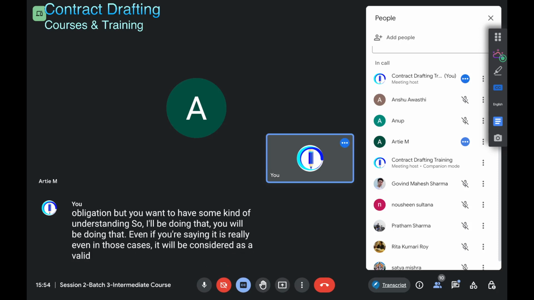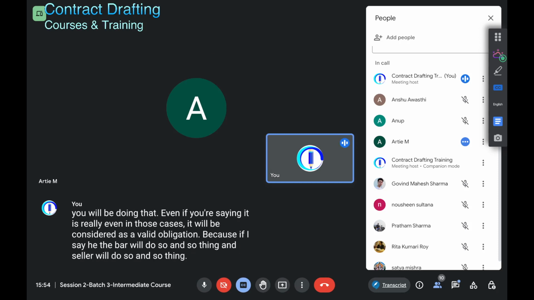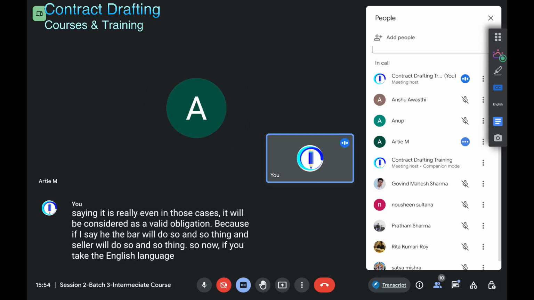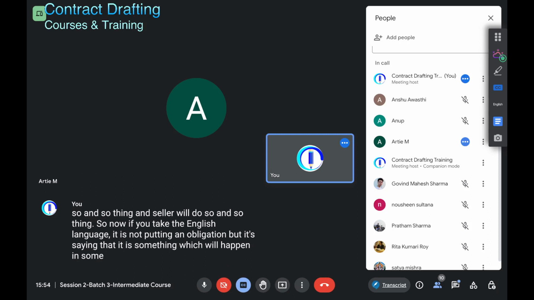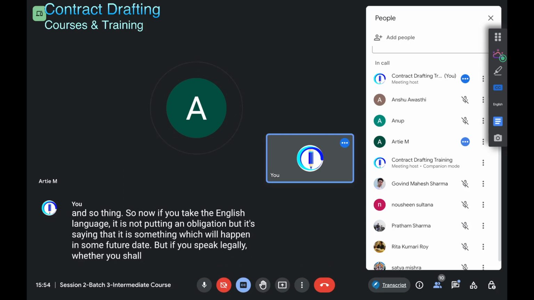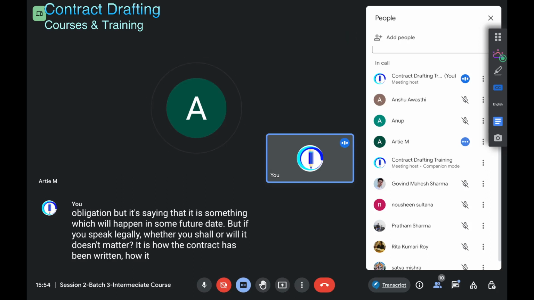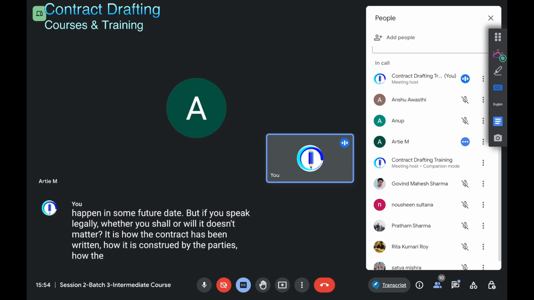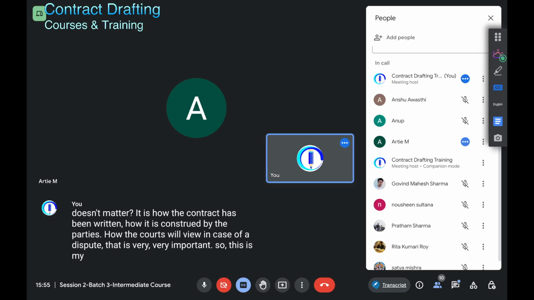Because if I say the buyer will do so and so thing, and the seller will do so and so thing, now if you take the English language, it is not putting an obligation, but it is saying that it is something which will happen at some future date. But if you speak legally, whether you use shall or will, it doesn't matter. It is how the contract has been written, how it is construed by the parties, how the courts will view it in case of a dispute. That is very, very important. So this is my understanding of it. I use shall most often in all my clauses.